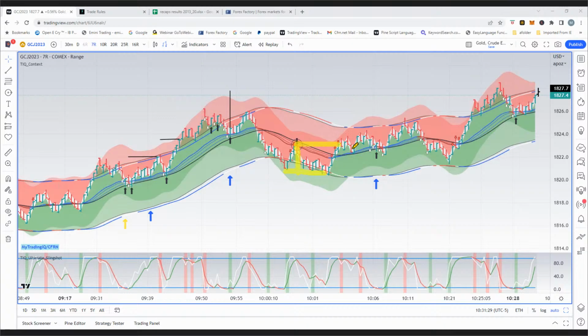And then the pullback exceeded the swing high. So that kind of puts you in a no trade zone. When it exceeds the swing high, but you're in a downtrend, then you have to wait for it to pull back and exceed the swing high again to give you a trade, all right?